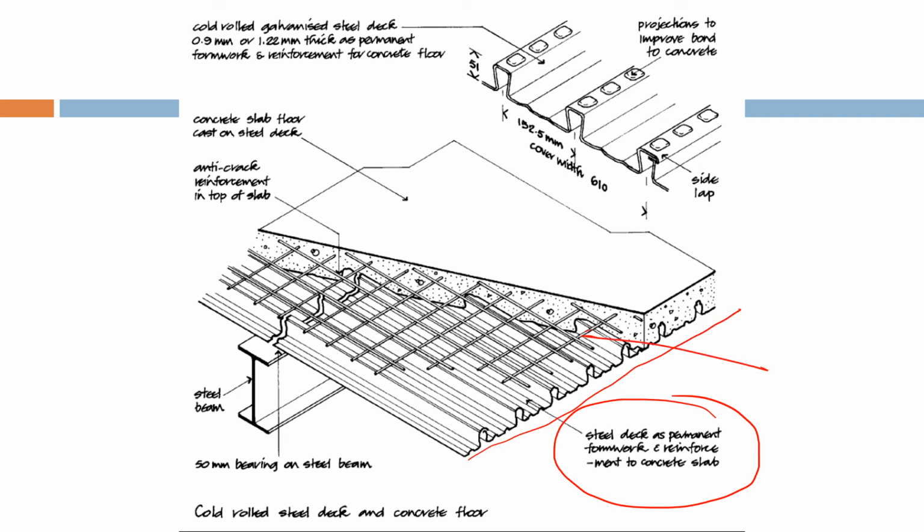Then there is this reinforcement and there is concrete filling. All these things are being supported by the steel beam. So this is cold rolled steel deck and concrete floor. This is another kind of way that you can use structural steel members with reinforced concrete. So this is also a kind of composite flooring or roofing.